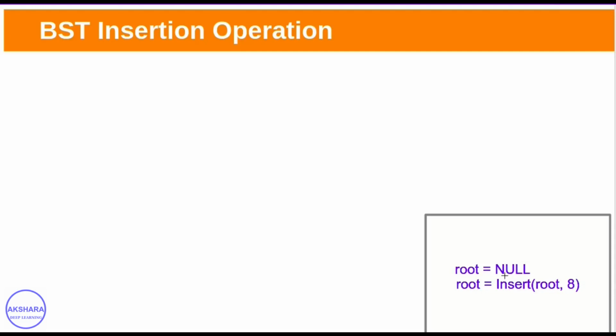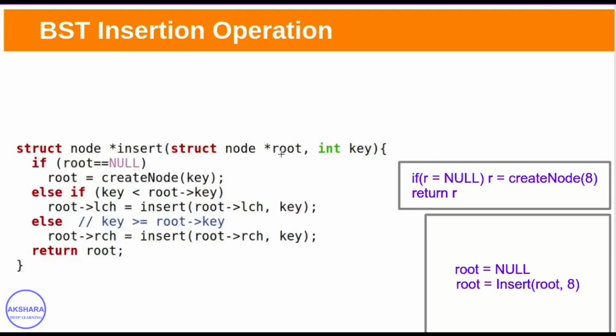Initially the tree is empty, so root will be null. If you want to insert 8 into the binary search tree, this insert function will be called with this null root and key 8. Here root will get null and key will get value 8. So here root is null, so a new node will be created with key 8. This newly created node's address will be stored within root and that root will be returned.